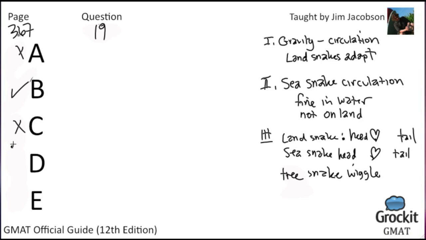D, the sea snake often relies on waves of muscle contractions to help move blood from the torso to the head. That could be true, although actually the whole torso wiggling thing is about arboreal or tree snakes, so that's not really supported. And then E, the force of pressure gradients in the water surrounding the sea snake exceeds that of the vertical pressure gradients within its circulatory system. This sounds very like what's in the passage, and this is the one meant to capture people who are skimming rather than reading carefully. It does not exceed the vertical pressure gradients. It just simply counteracts them.